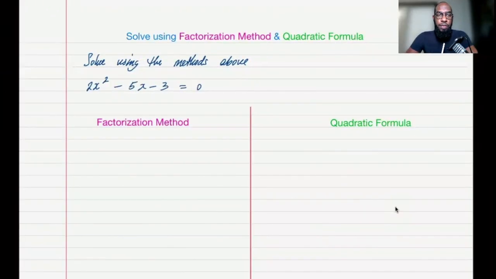We're going to solve this quadratic equation using the factorization method and the quadratic formula. All right, so let's focus on the factorization method first. So the first thing is, let me write this 5 a little better than that. All right, so 2 multiplied by 3 is 6. Find the LCM of 6.